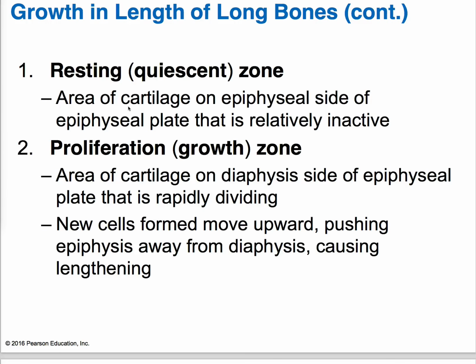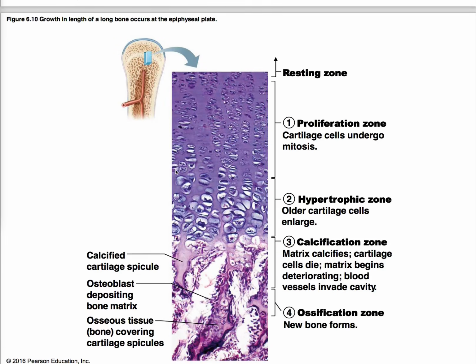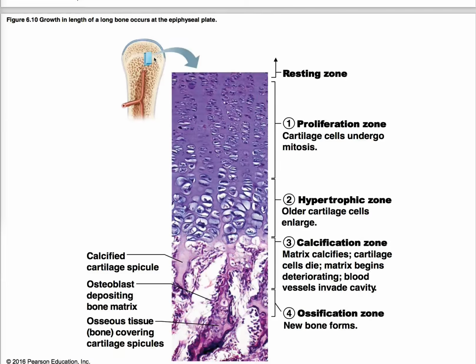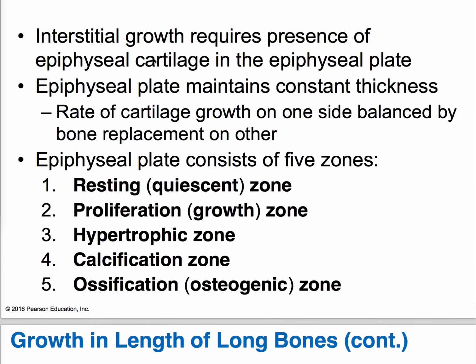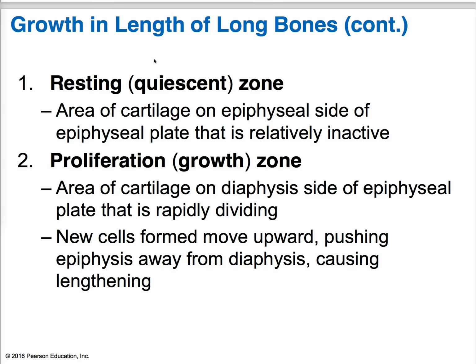Now, let's look at a picture before we go on, so you have a better idea of what's going on. When you look over here, this is the epiphysis, and this is the epiphyseal plate. What they're talking about is the cartilage facing the epiphysis side, that's up here, and the cartilage facing the diaphysis side, which is down here. This is the epiphyseal plate, the area we're talking about. So let's go back up to number 1. What they're saying is that the area of cartilage on the epiphysis side of the plate is relatively inactive.